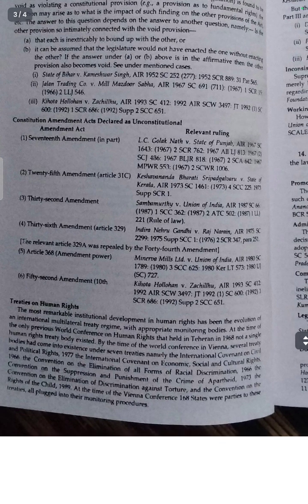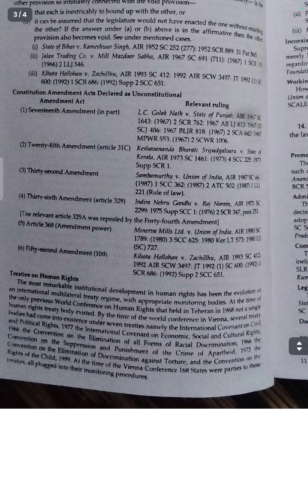State of Bihar versus Kameshwar Singh, Jalan Trading Co., Mill of Mazdoor Sabha, Kihoto Hollohan versus Zachillhu. Constitution Amendment Act declared under the Seventh Amendment, following the ruling in L.C. Golaknath versus State of Punjab. 25th Amendment.